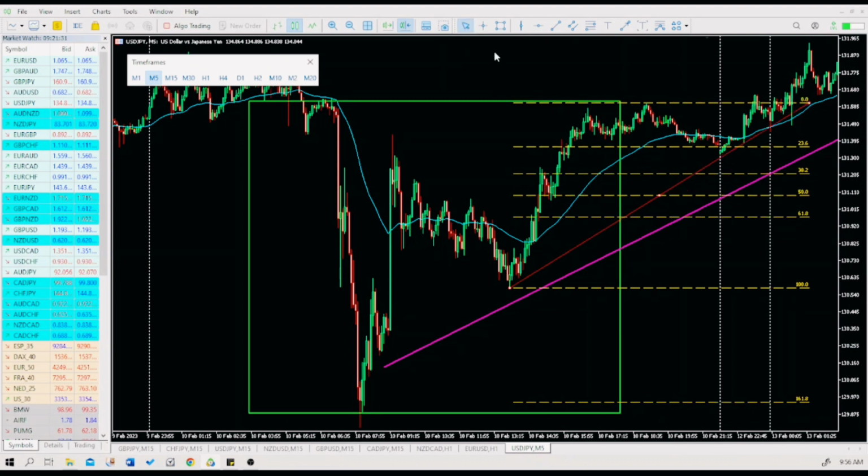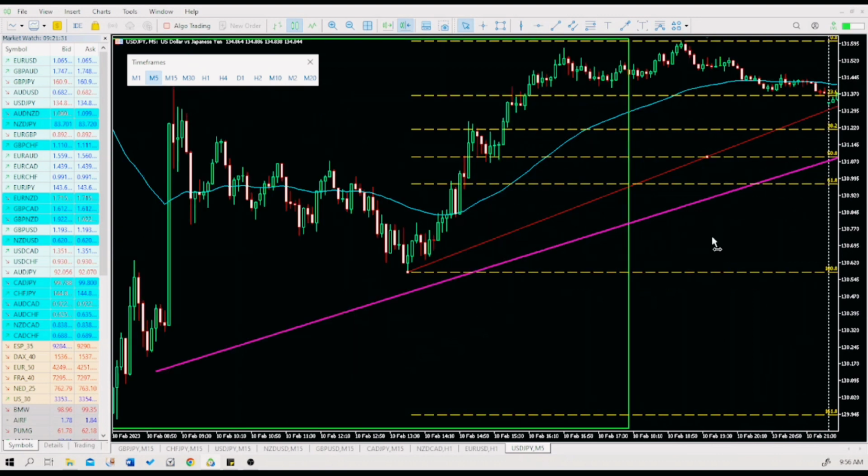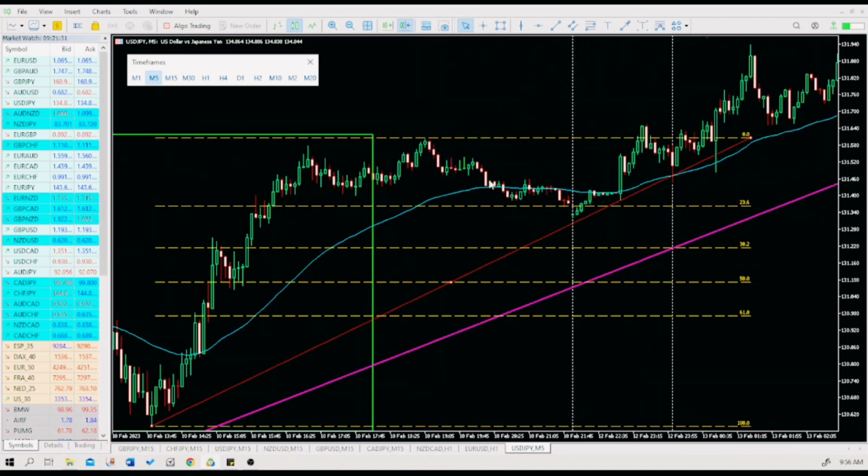So let me zoom in so that I can see it clearly. Oh, where is it? Oh, okay, it's here, guys. Good. So as you can see, the market retraced back to the 23.6 zone, and the market reversed.